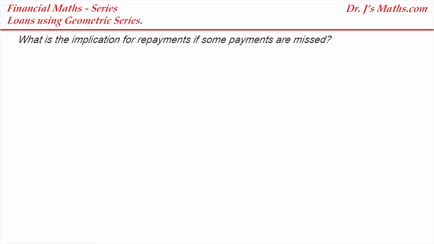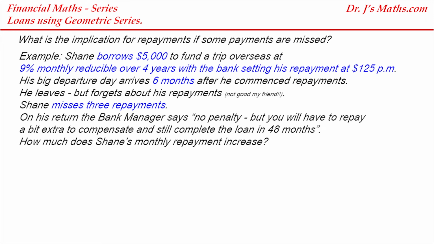Now we come to an example where we have missing repayments. So what happens then? Give you an example. Shane borrows $5,000 to fund a trip overseas at 9% monthly reducible over 4 years, with the bank setting his repayment at $125 a month. His big departure day arrives 6 months after he commenced his repayments. He leaves, but Shane forgets about his repayments. Not good, my friend. Shane misses 3 repayments while he's away.